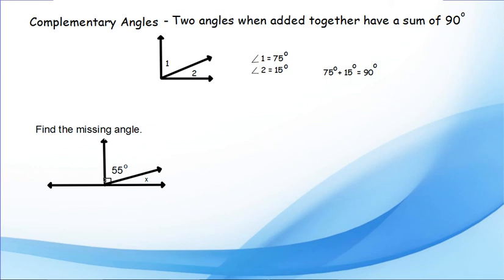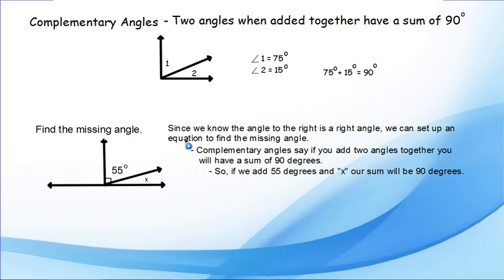So right now we have our little box here that tells me that from this point right here down and over is 90 degrees. Now we know that this is 55 because it tells us, and this is x. This is our unknown. So like we said with complementary, when we add two angles together, they will equal 90. So right there, they told us that was 90. So 55 plus x equals 90 for that. So what this says, since we know that the angle to the left is a right angle, we can set up an equation to find the missing angle.